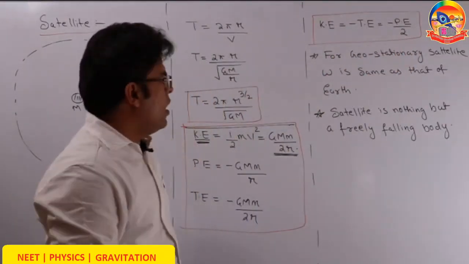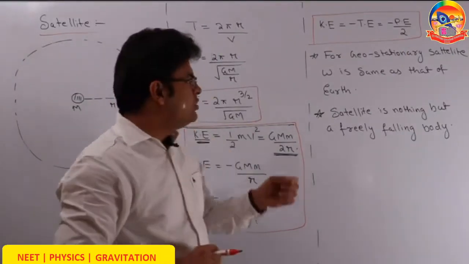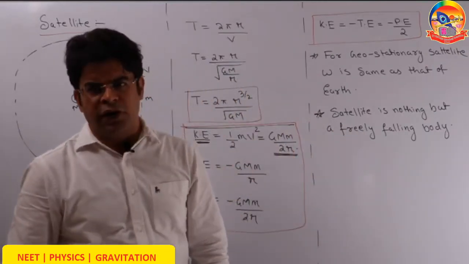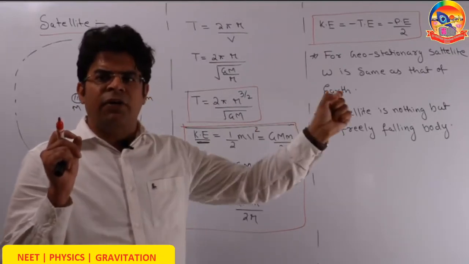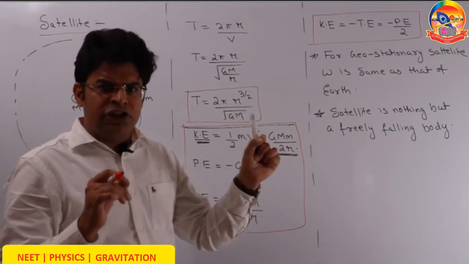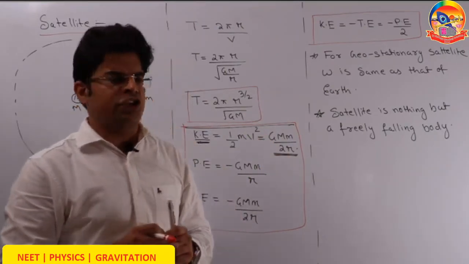First thing, there are some satellites called geostationary satellites. A geostationary satellite rotates with the same angular velocity as that of Earth, so that it appears to be at the same point above the Earth. The height of the geostationary satellite is approximately 6 times the radius of Earth.